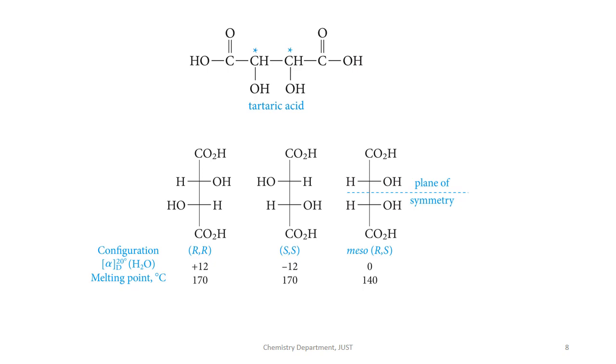Now for the second one, which is the meso one, alpha is 0, which means that this compound is optically inactive, and that's expected because this compound is achiral, it is not chiral, so it does not interact with plane polarized light, and we call it optically inactive. So remember, meso compounds are usually optically inactive.